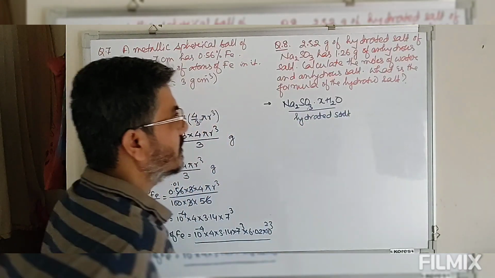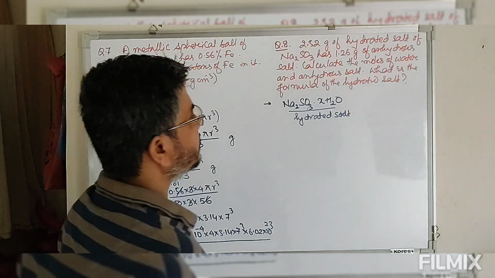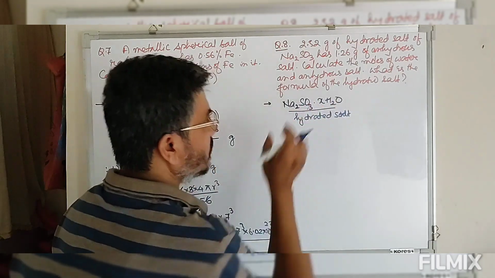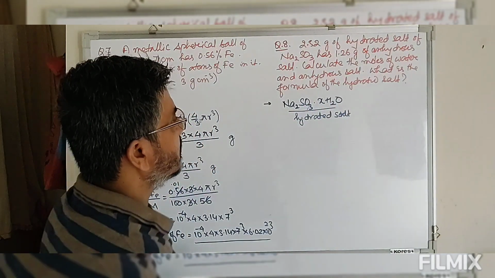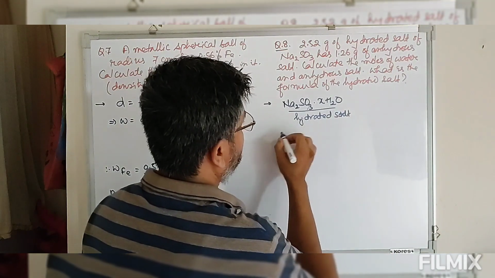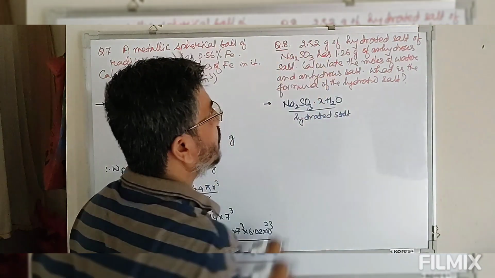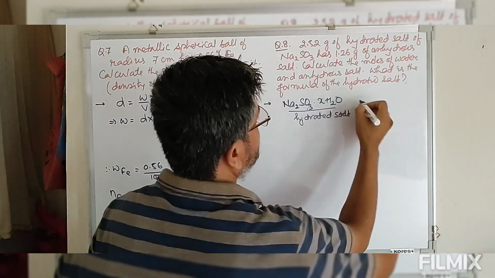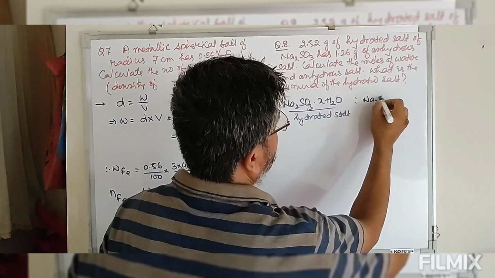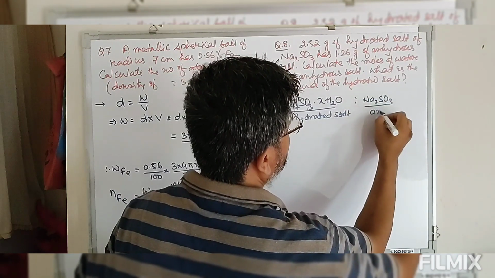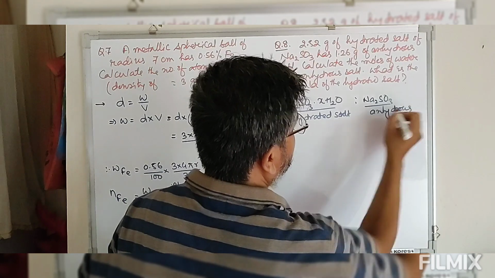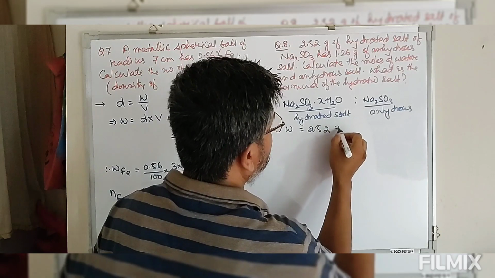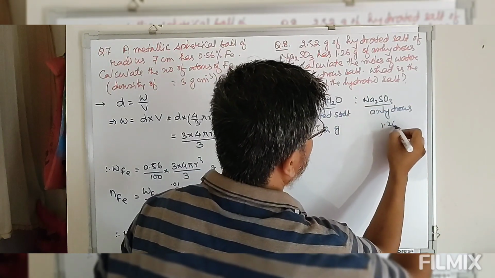Hydrated salt. So this hydrated salt contains anhydrous salt plus some water molecules. Now, the mass of the hydrated salt is 2.52 gram, and for the anhydrous salt, Na2SO3, the mass is given as 1.26 gram.